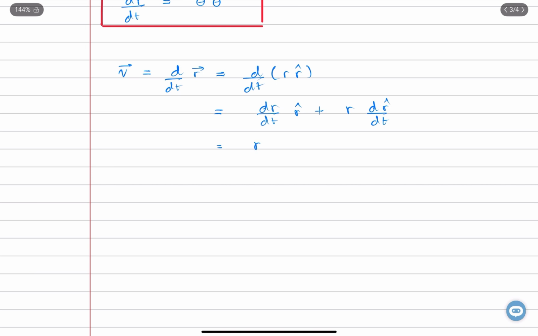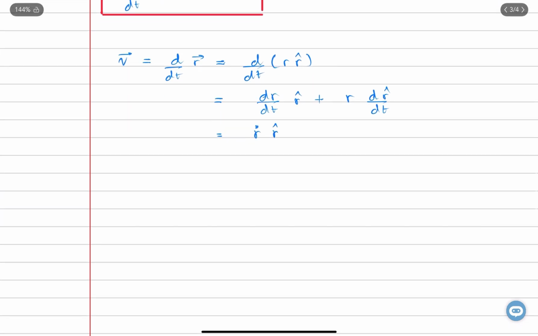Right, now dr/dt is just r dot times r hat, plus, now the r will stay here, but d r-hat/dt would be equal to theta dot times theta cap, right? So we can write this again as r dot r cap plus r theta dot times theta cap. Now, what does this tell us?